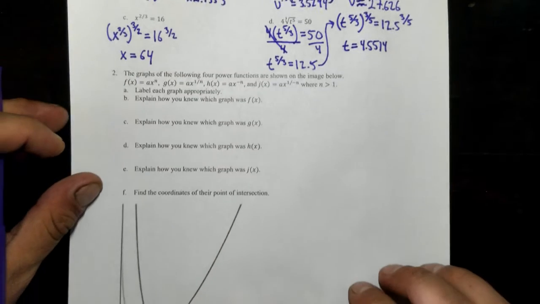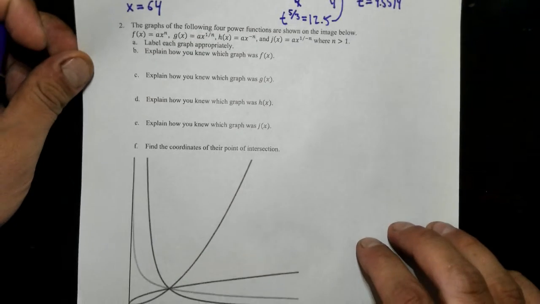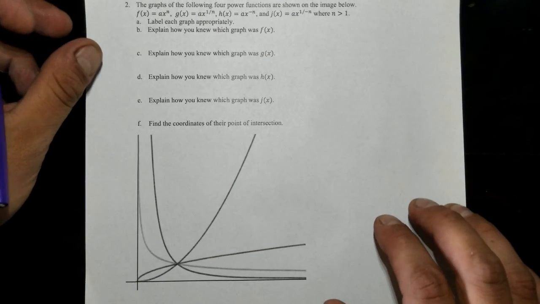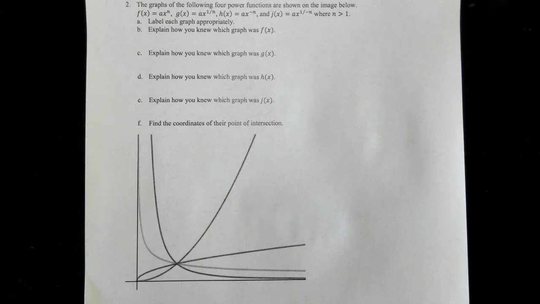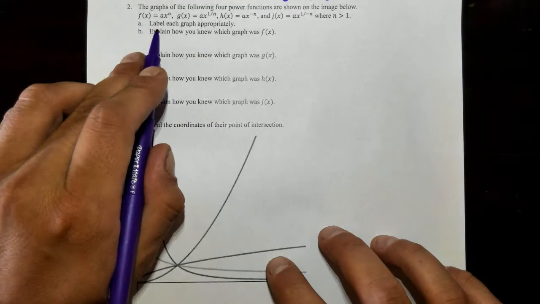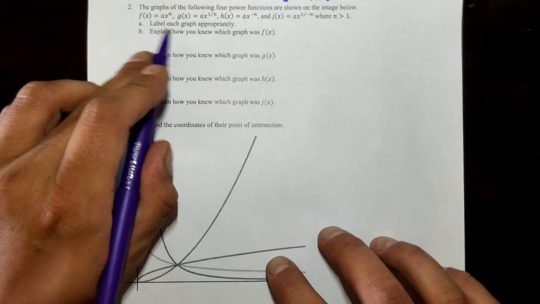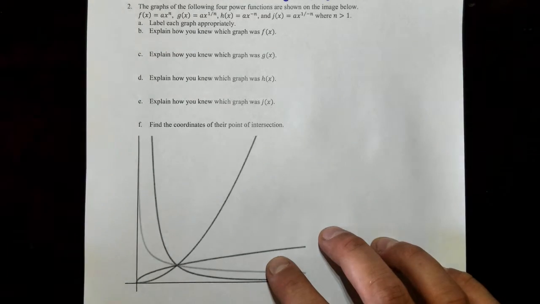Great. So let's take a look at number 2. The graphs of the following 4 power functions are shown on the image below. F of x is equal to a times x to the n. G of x is a times x to the 1 over n. H of x is a times x to the negative n. And j of x is a times x to the 1 over negative n, where n is greater than 1. All right. Label each graph appropriately.